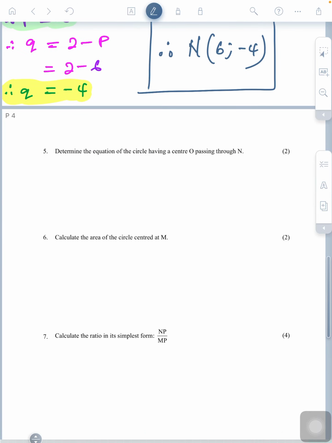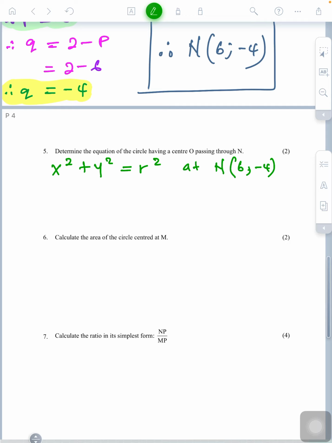So I'm going to write the equation of the circle when its center is at the origin. So we're going to have this equation, x squared plus y squared is equal to r squared. This is when the circle is at the origin. So you need to get the value of r squared. We are saying that this circle passes through N. So I just need the 6 and -4 to substitute back into this one, and then I'm going to get the value of r squared.